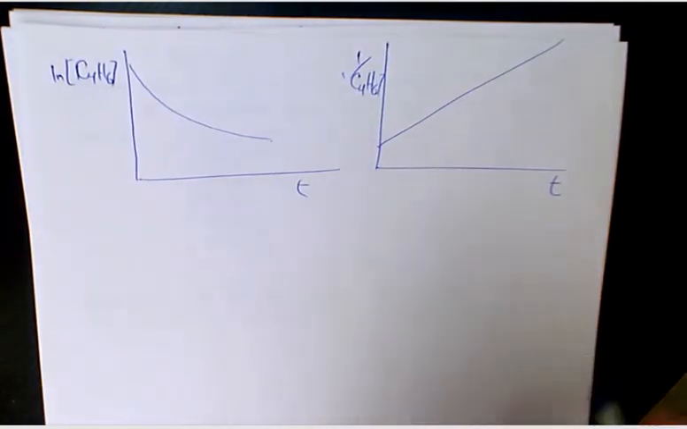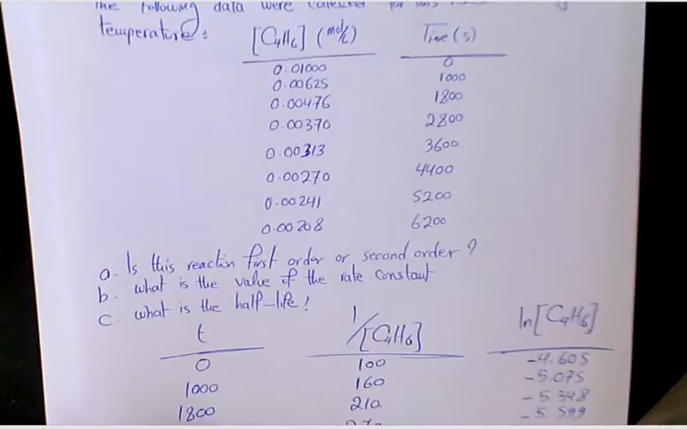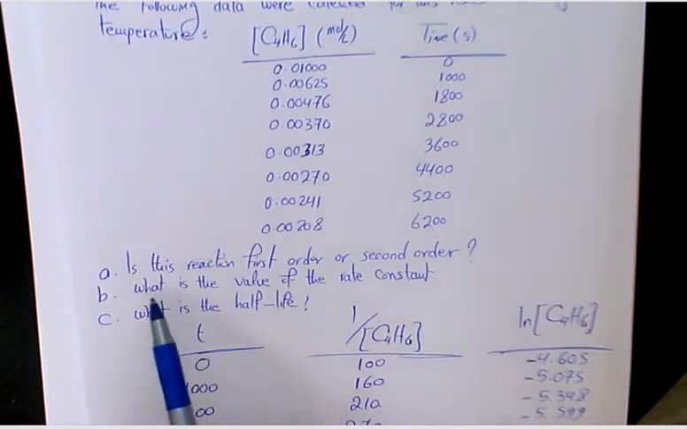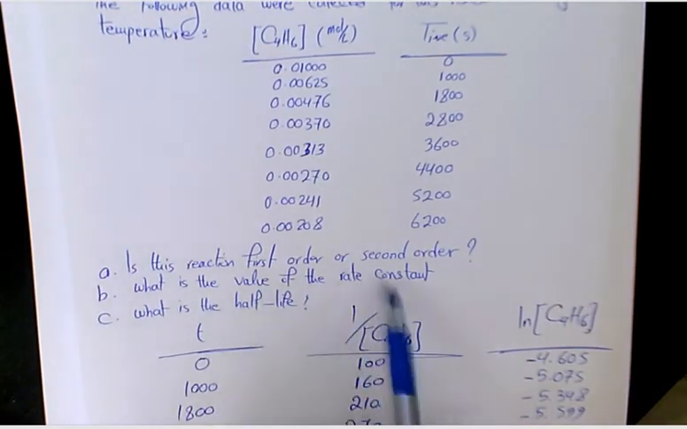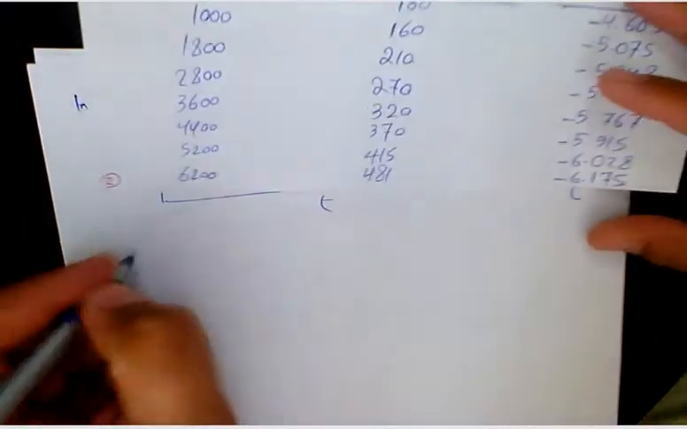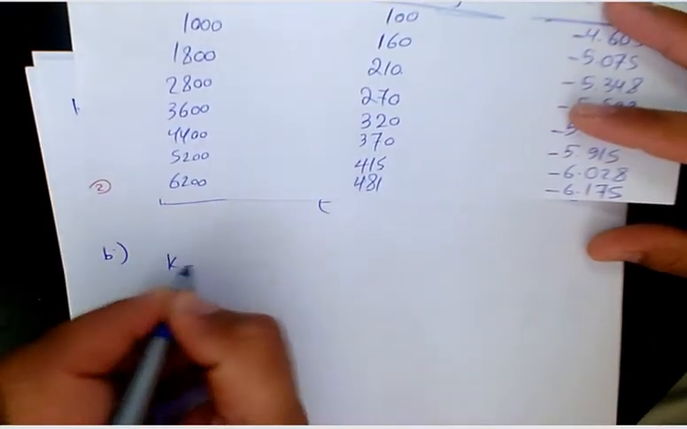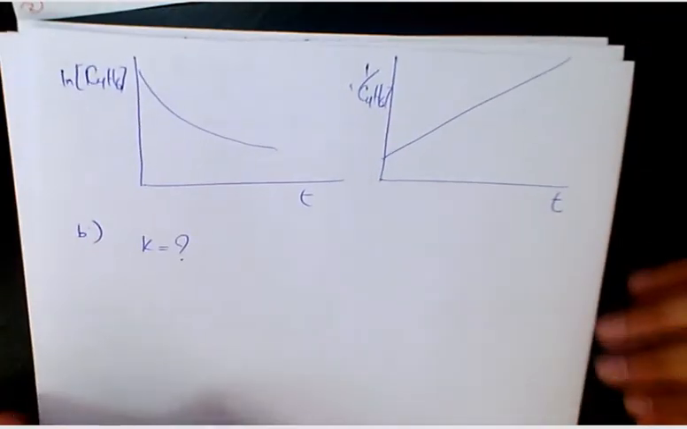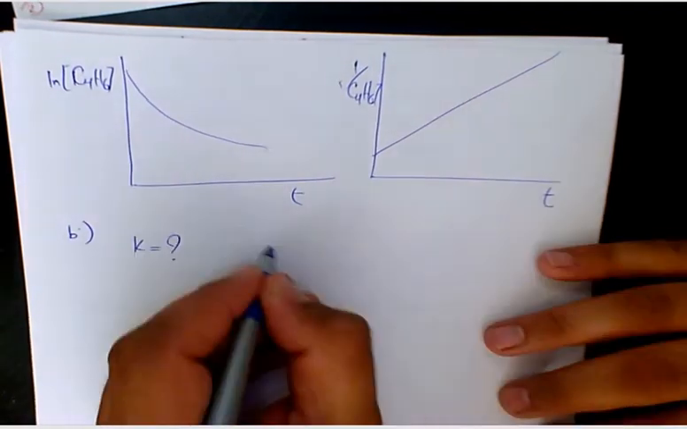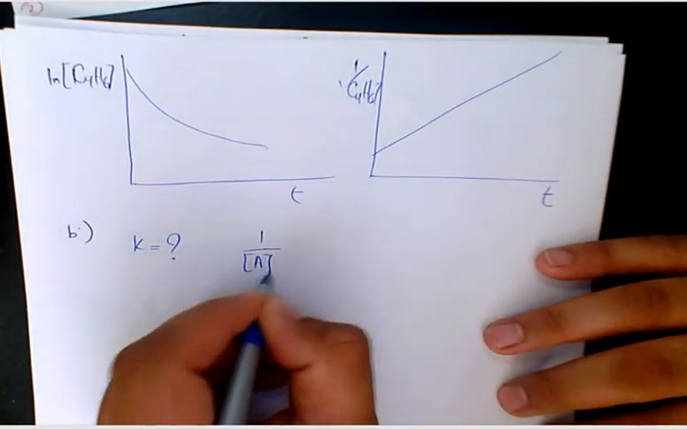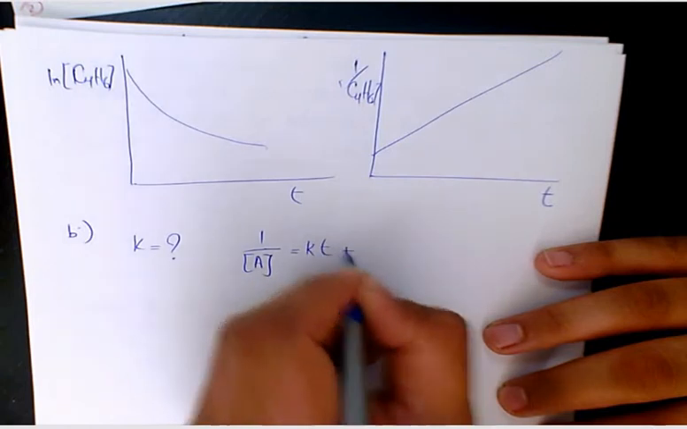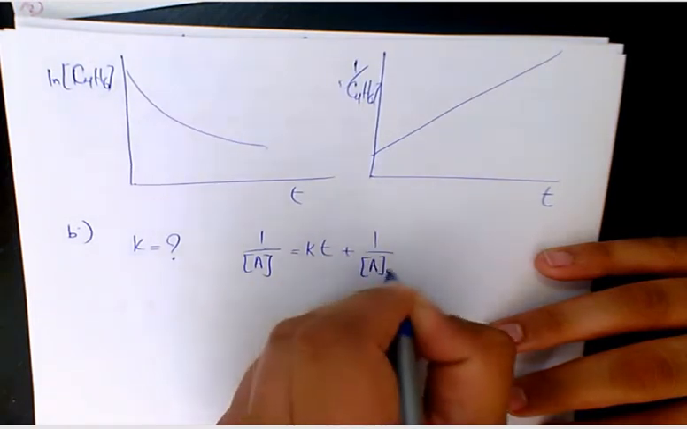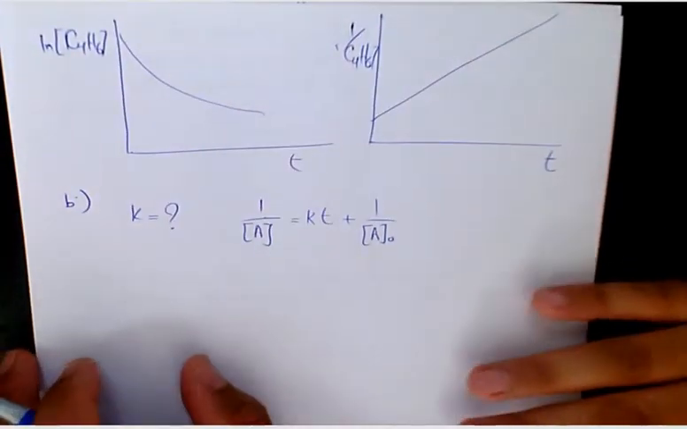Let's see part B of this question. So as you see, part B, it says, what is the value of the rate constant? It means that what's the value of K? How do we find K? K must be equal to the slope, because we already said the integrated form is kt plus 1 over A naught, and the slope must be equal to the k.